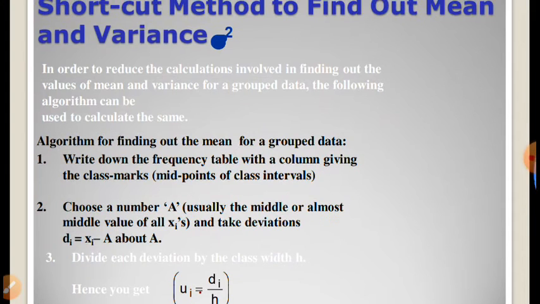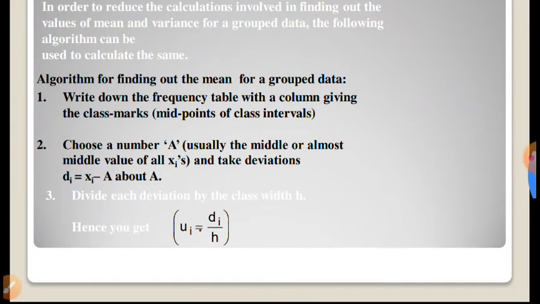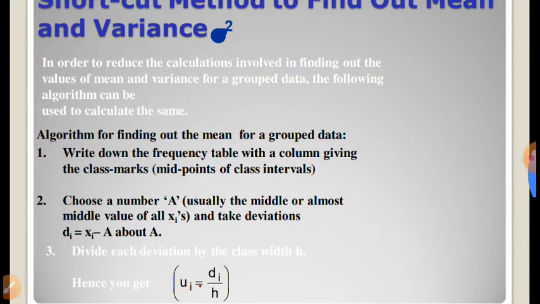See, in order to reduce the calculations involved in finding the values of the mean and variance for grouped data, the following algorithm can be used to calculate them. Concentrate here, because just keeping these values in mind, you are not going to get it. You need to solve the problem actually, and while solving the problem you will be able to understand. If you read it like this you will be a little bit confused, but let us go through it.